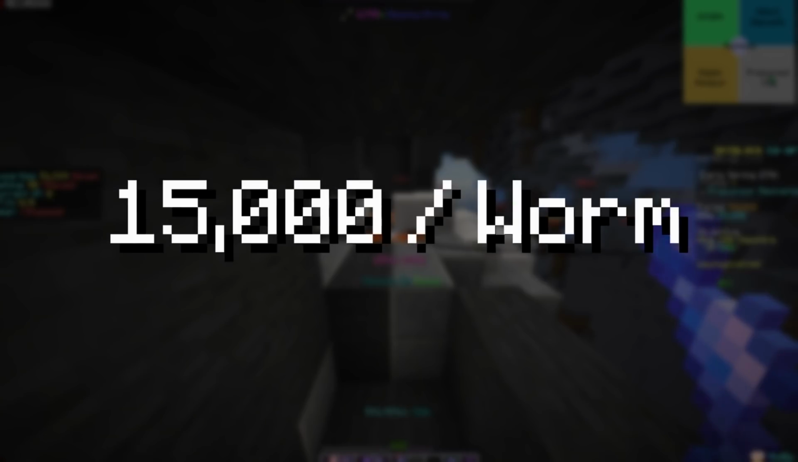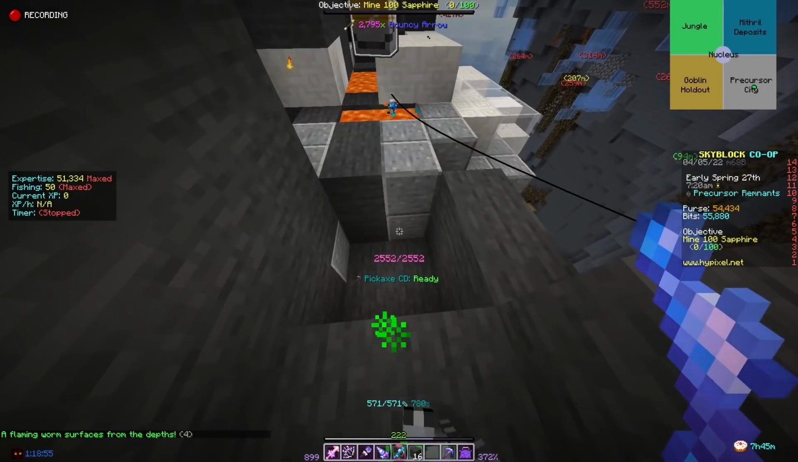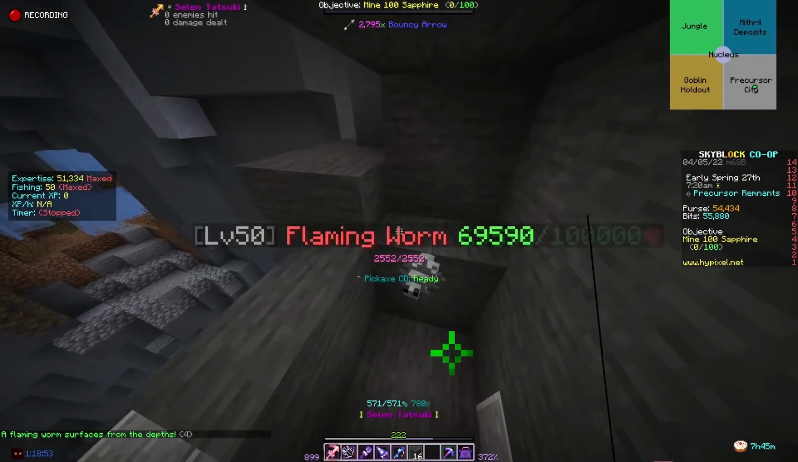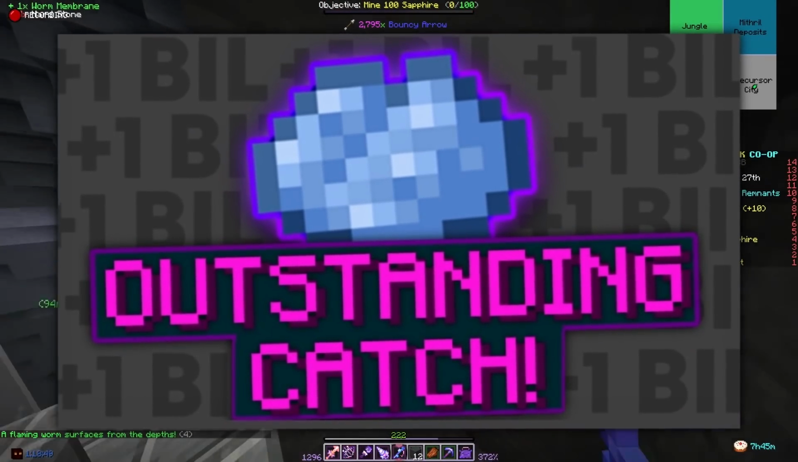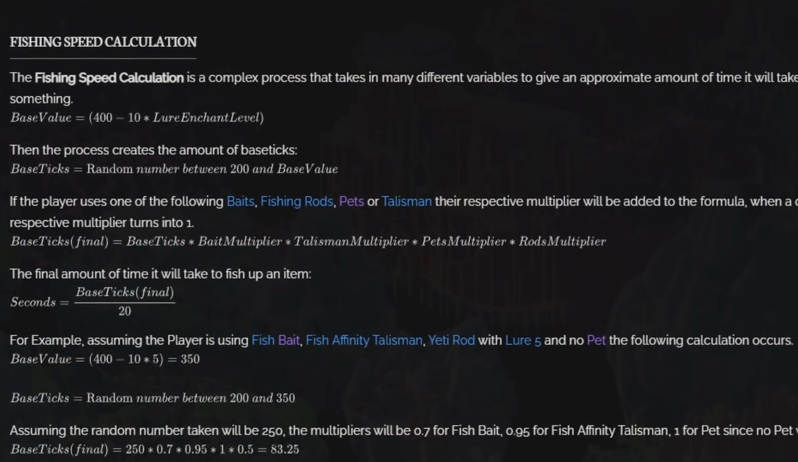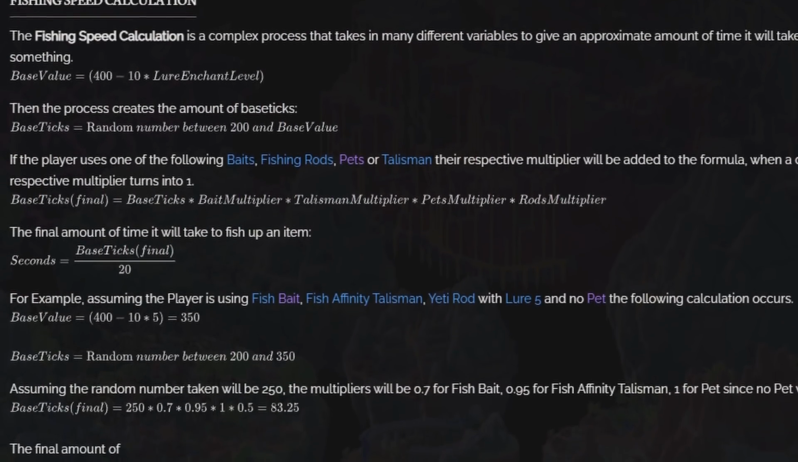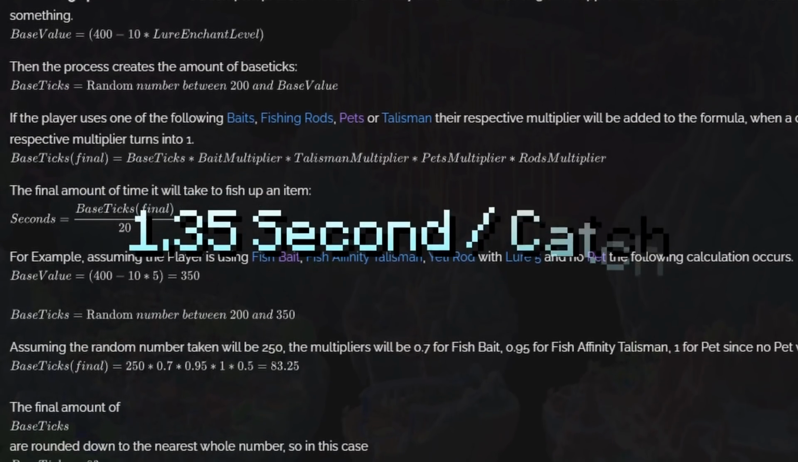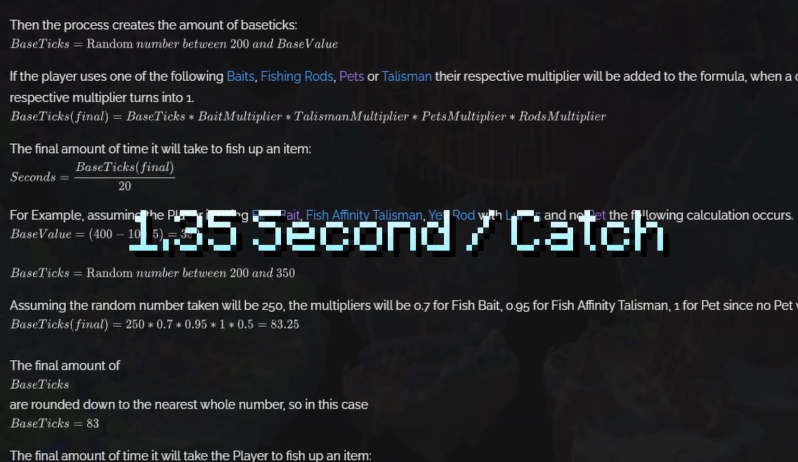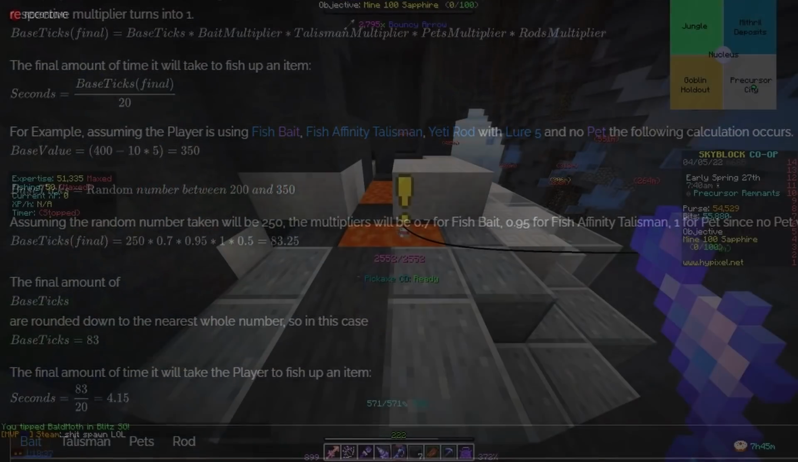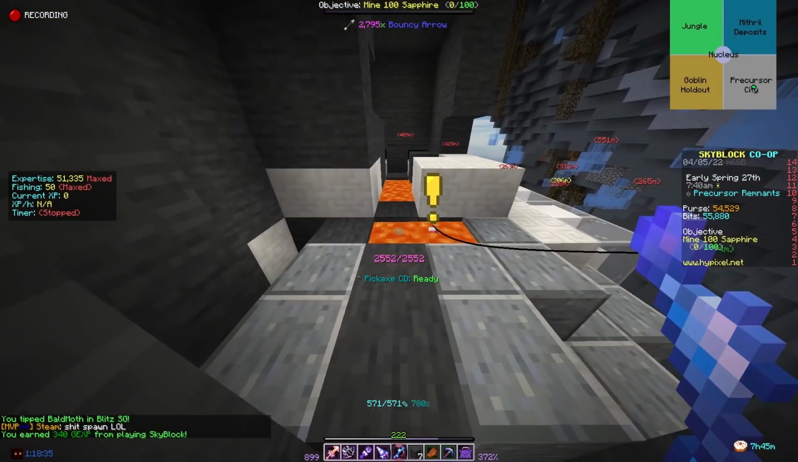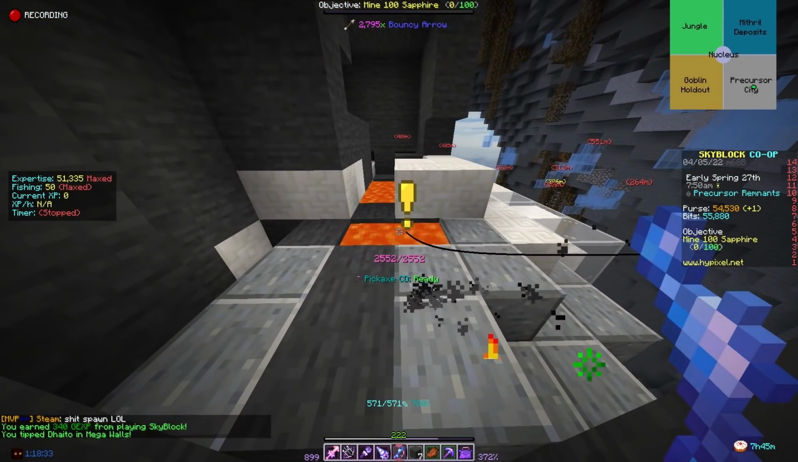And now all we need to do to calculate how much you would make an hour is basically calculate how many worms you would fish an hour, which isn't actually as hard as you think it would be to do. In a previous video, I actually used the data from the wiki to calculate that it will take on average about 1.35 seconds per cast, assuming you have a fully maxed fishing setup. However, we can't just directly use that number because there's actually 2 things that we have to consider.